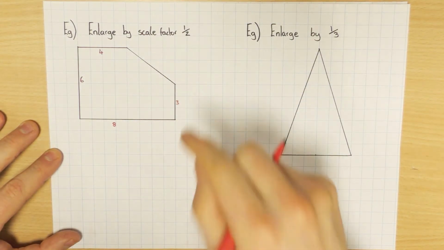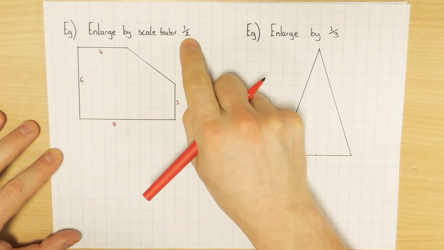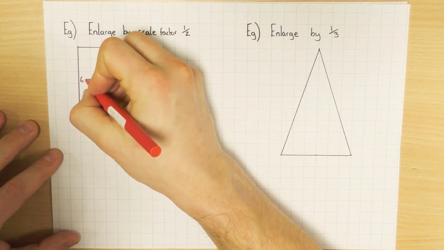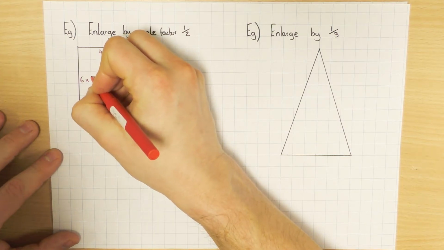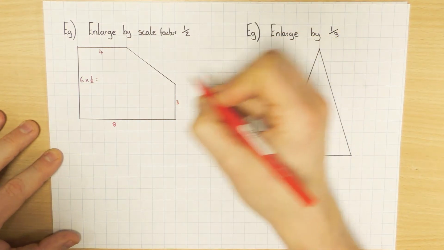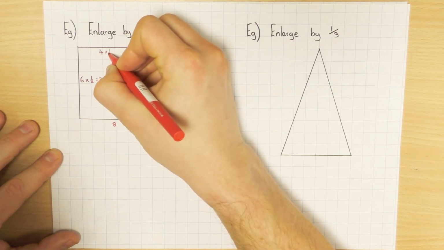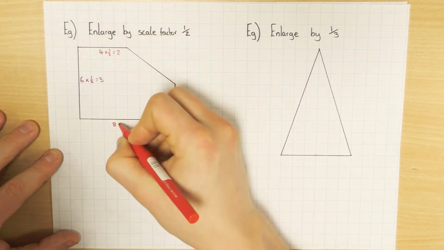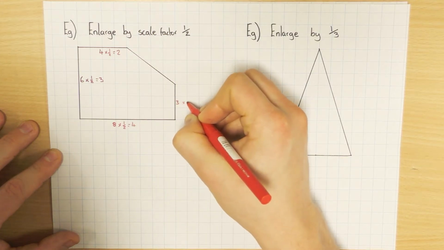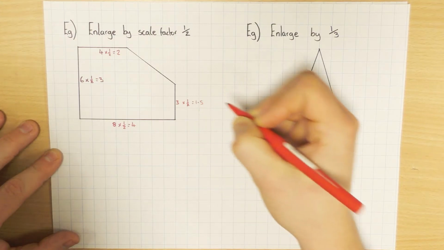So all I'm going to do, same as before, is work out what the new one needs to be, but because it's a scale factor of 1/2, I'm going to half all of these. So I'm going to times it by 1/2 or divide it by 2. Both mean exactly the same thing. So 6 times 1/2, or 6 divided by 2, or half of 6 is 3. Half of 4 is 2. Half of 8 is 4. And half of 3 is 1.5.